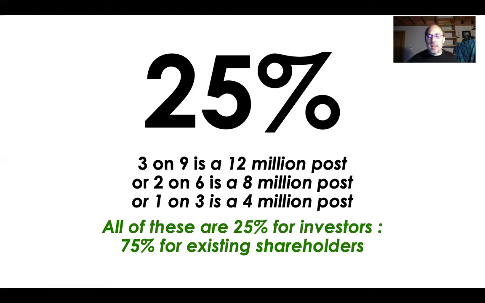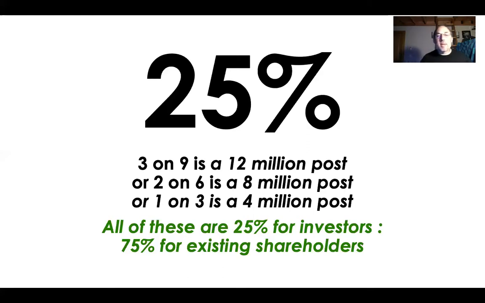Which is a really weird concept if you've never thought about it this way. Money has a price to it, and it's priced in percentage of the pie. That's the easiest way to describe it. So at the end of 2019, in the major cities in the US, the price of money was 25% of the company. And so that would be 3 on 9 or 2 on 6 or 1 on 3. Those are all buying 25% of the company.